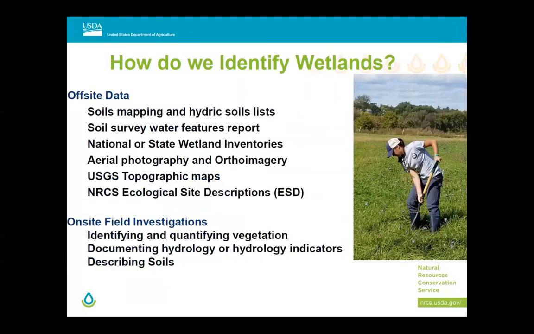The main way during your conservation planning that you're going to interact with a lot of potential wetlands information is really with that off-site data. So soils mapping, hydric soils, Soil Survey Water Features reports, National and State Wetland Inventories, and you can read the rest on the list. Also, for the states that have them, the ecological site descriptions can be very helpful at a large scale as far as looking at a site. If you're zooming into just a few acres, you're going to need some finer detailed information.